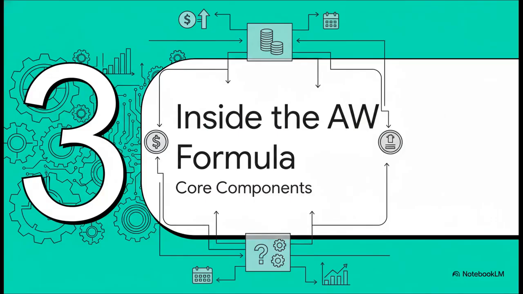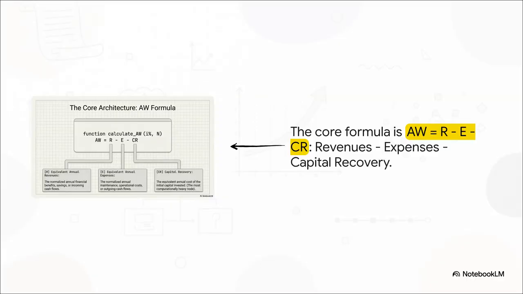So, how does this financial API, so to speak, actually work? Let's pop the hood and take a look at the core components of the formula. Okay, so the formula itself looks wonderfully simple, right? At a high level, it's just annual worth equals your annual revenues minus your annual expenses minus this thing called capital recovery. Let's break down what each of those pieces actually is.